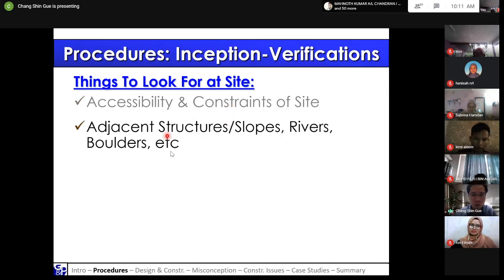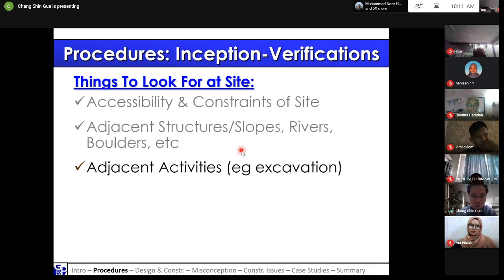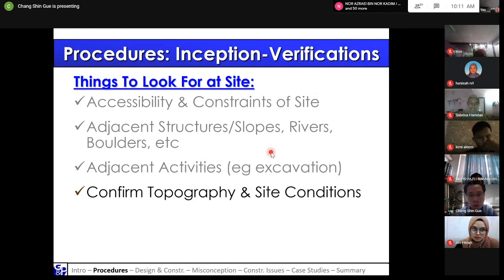And also try to look for what kind of structures are adjacent or features at the site, whether it's sloping, if you have a lot of boulders, or if there are rivers, that again may affect your design. And adjacent activities: if next door there's another construction site doing excavation, how does that affect your work? So this has to be considered as well.